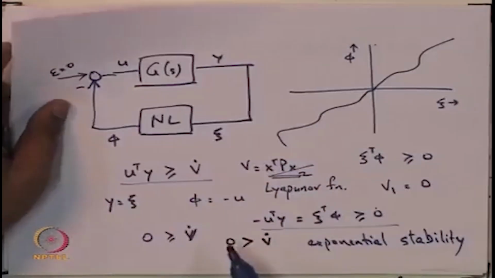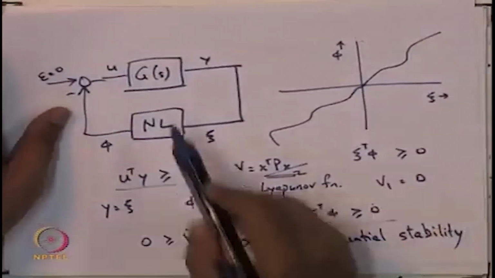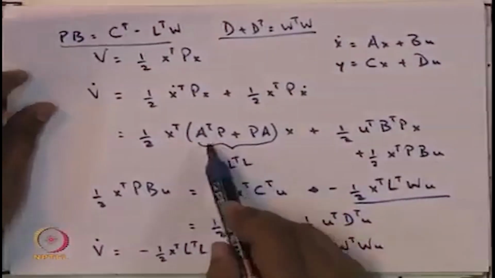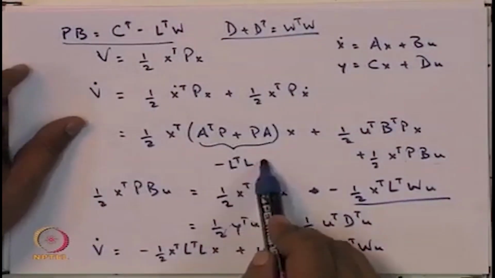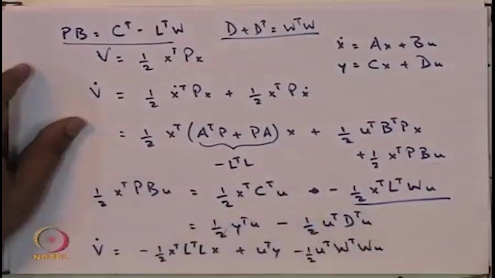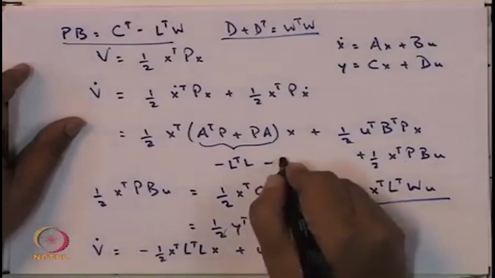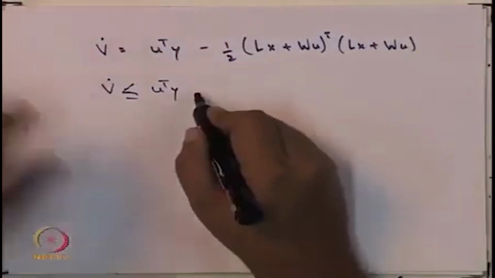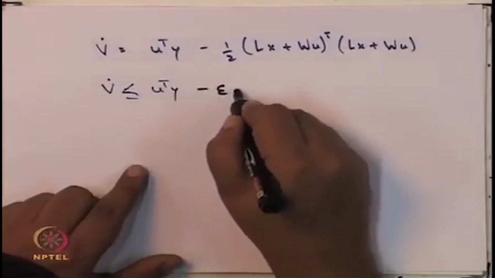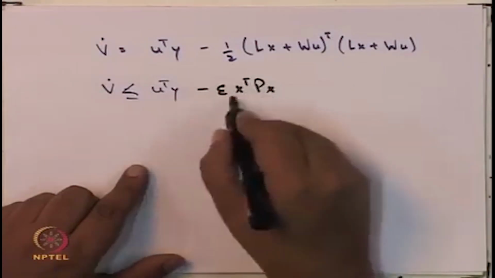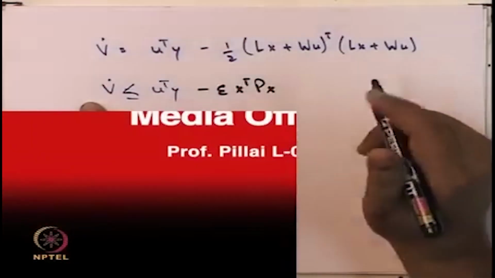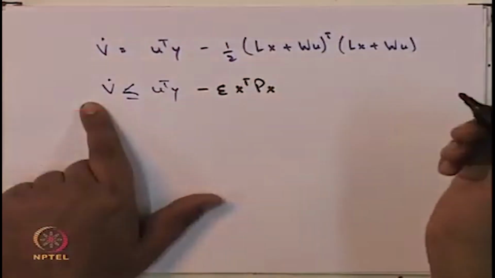stability. Now, if one assumes that G of s is strictly positive real, then in that case, in this equation here, A transpose P plus P A, there will be one additional term here, and this additional term, if I call it epsilon P, will finally end up in the last equation, and here you would have minus epsilon x transpose P x, and this will now let us prove that the resulting system is in fact asymptotically stable.